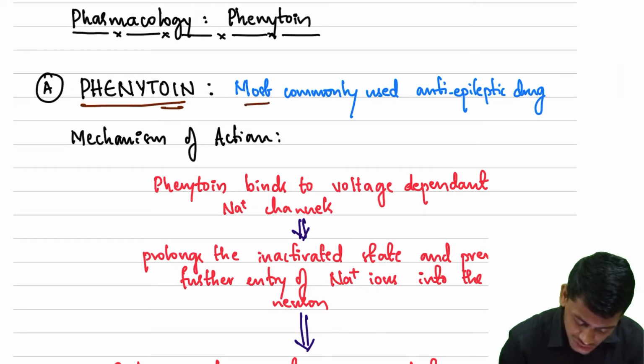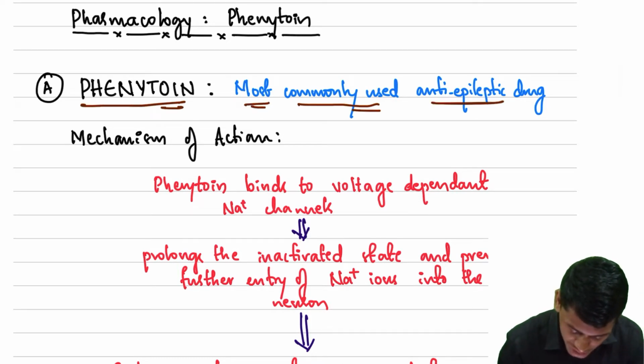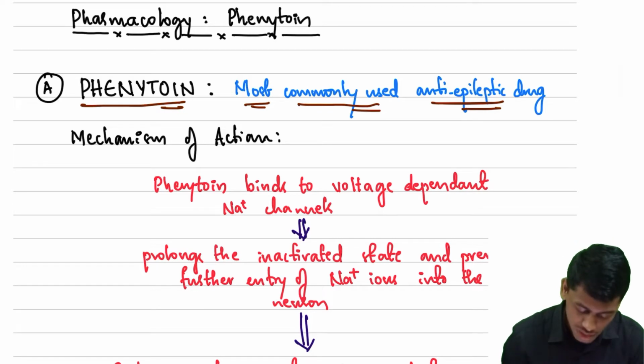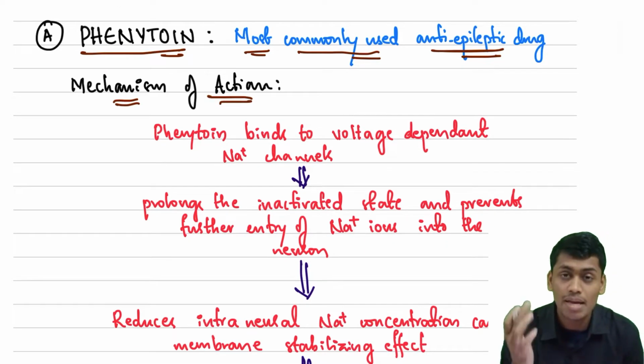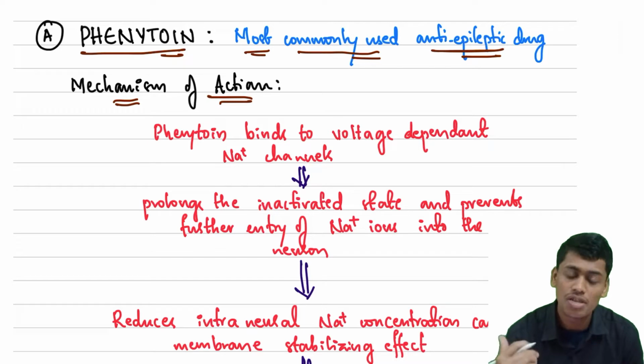So phenytoin, as I said, is the most commonly used anti-epileptic drug, and another thing is that you have to know more about its mechanism of action. The entire mechanism of action of anti-epileptic drugs I have discussed in a separate video. Make sure to watch that so that you will get a better understanding of phenytoin.